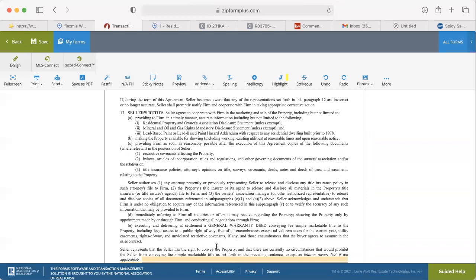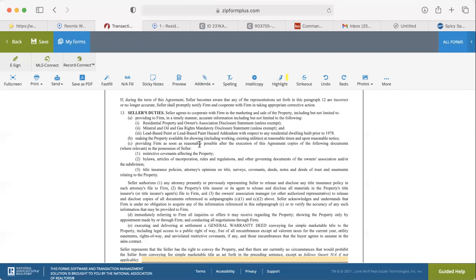13 talks about the seller's duties. So they're asked to make the property available for showing. They will complete all the disclosures required, the Residential Property and Owners Association disclosure, the mineral oil and gas rights, lead paint. If the property was built prior to 1978, then there's a chance that there was lead paint used in that house, and we would need to disclose that.